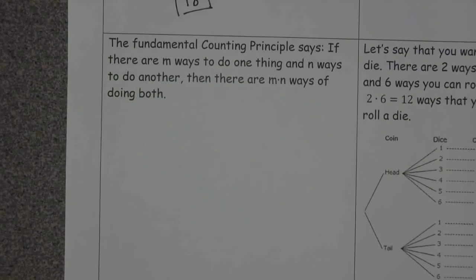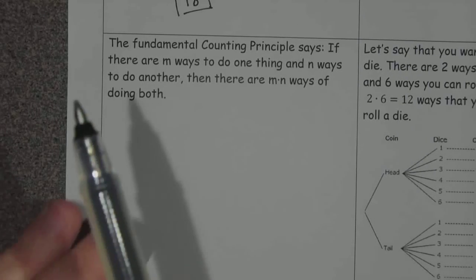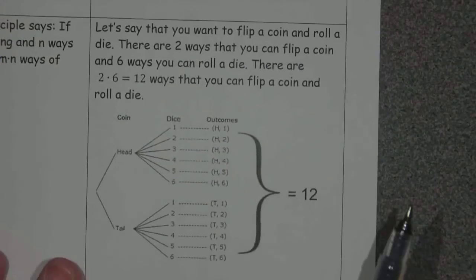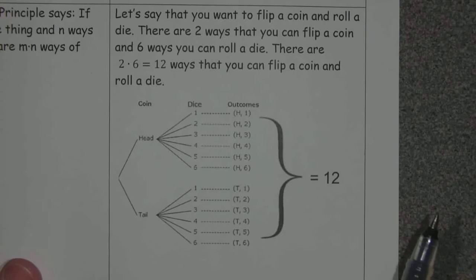Third question, the fundamental counting principle says if there are m ways to do one thing and n ways to do another, then there are m times n ways of doing both, which is what I set up there again. If the sandwiches are 3 and the chips are 3 and the drinks are 2, we can multiply those together, which is what that rule says. So here's our last example. I think it's our, no, we have one more on the back.